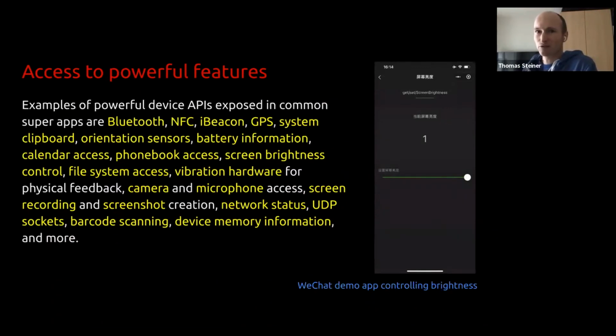Talking of these powerful features, there's a long list of features that many apps have access to. There's Bluetooth, NFC, iBeacon, GPS, the system clipboard, orientation sensors, battery information, calendar access, phone book access, screen brightness control, which is what you can see on the screenshot on the right-hand side. So a mini app can control the screen brightness of the device, file system access, vibration hardware, camera and microphone access, screen recording access and screenshot creation access, network status, UDP sockets, so raw sockets, barcode scanning, device memory information, and some more. So really super powerful features that are exposed to mini apps.